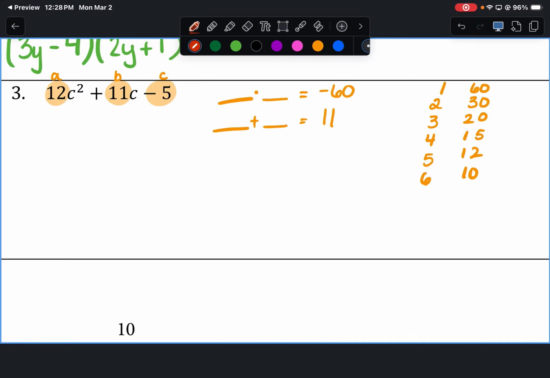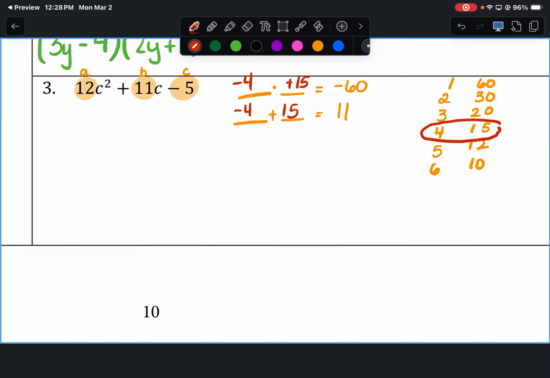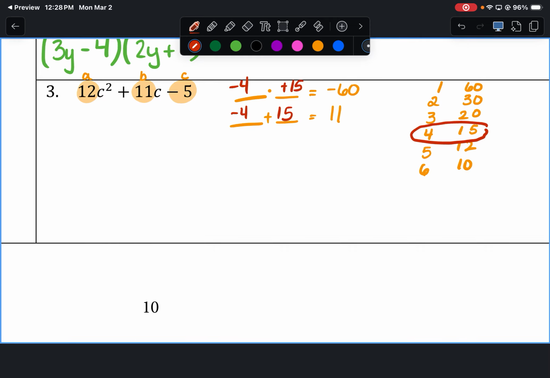What factors multiply to give us 60 but add to give us 11? And what combination of those do I need to use? -4, +15. All right, so we're going to go ahead and rewrite this, okay?